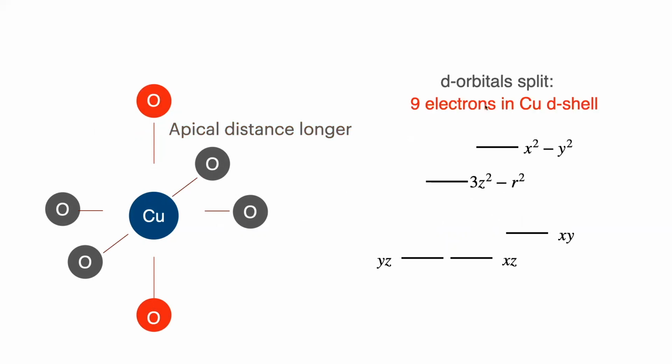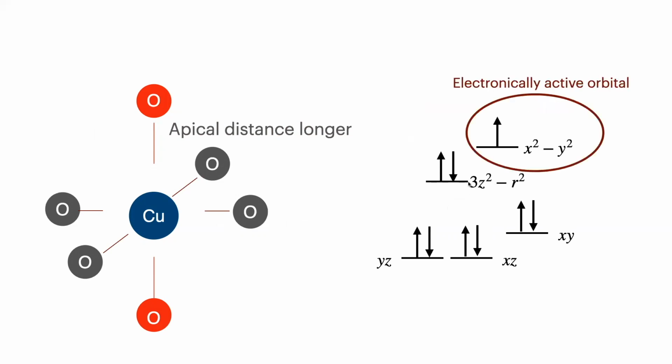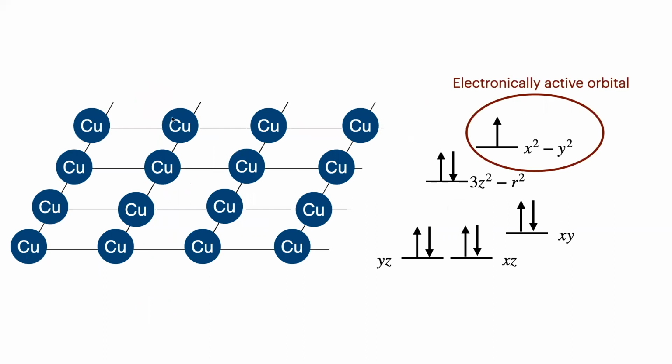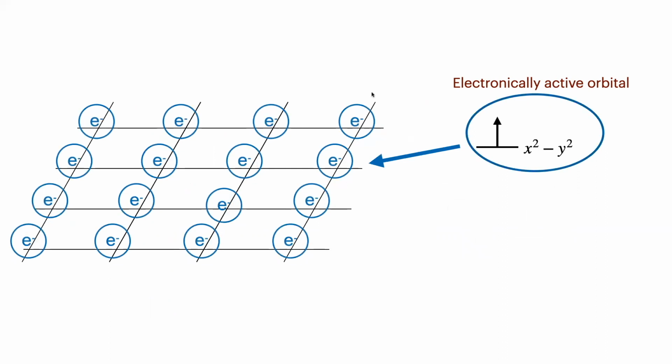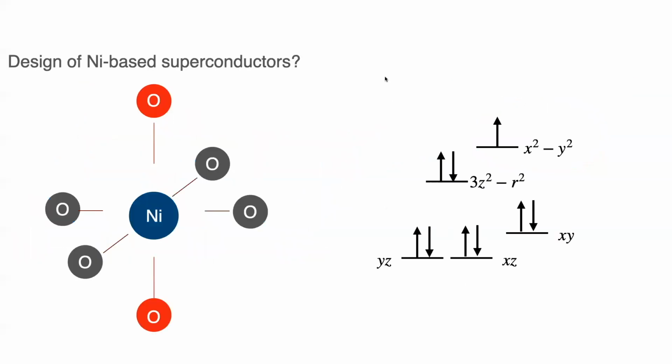If you have 9 electrons in the copper d shell, you will fill these orbitals here, and you will be left with this one electronically active orbital, while all these other ones are filled. So then if you think of the coppers in a high temperature superconductor as being in this 2D plane, many models basically just treat this as one electron per orbital in this 2D plane where they talk to each other, while ignoring all the other orbitals here.